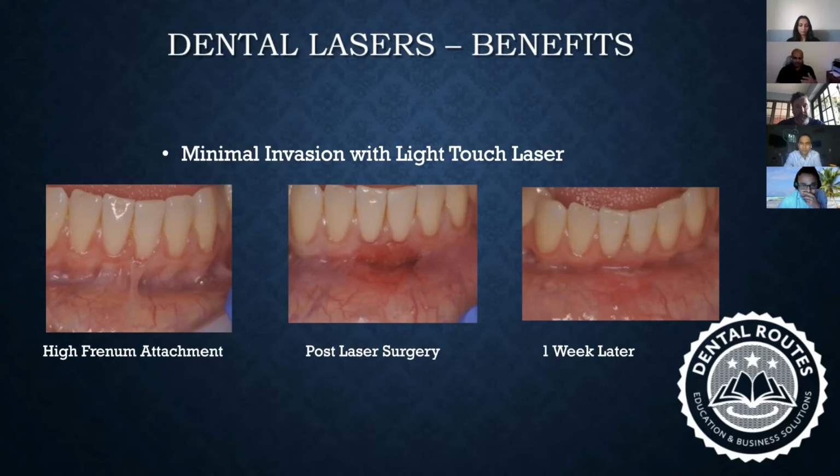So to answer you in simple ways, there's better pain control for the patient, so the patient feels much nicer. There's very little swelling post-surgery. And the healing of the tissues is much, much faster than how traditional healing happens.